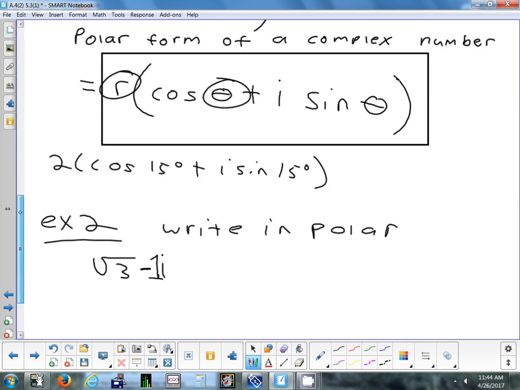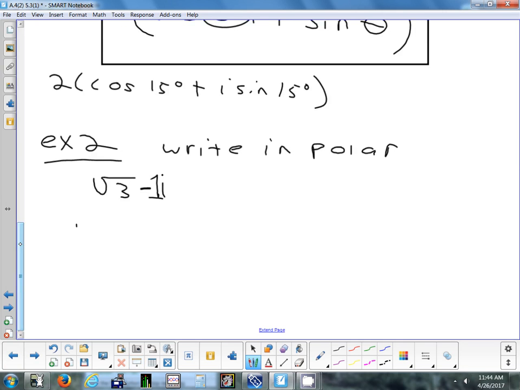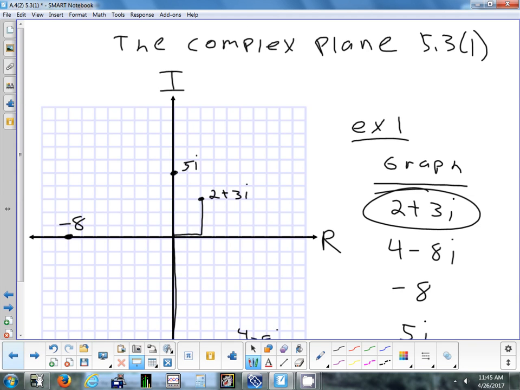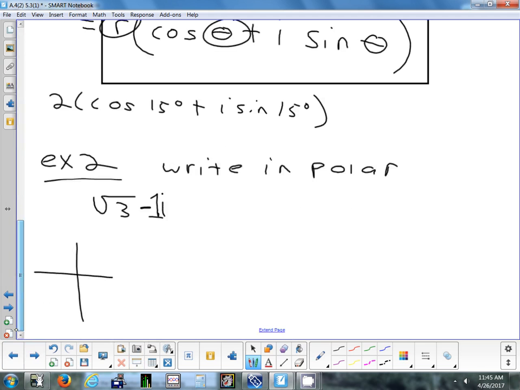So, let's start with our angle. Anytime you want to find the angle, you have to know what quadrant you're in. That's why I just showed you how to graph a complex number, so you can figure out what quadrant you're in. So, if you graph positive, negative, you don't have to know what the square root of 3 is, just know it's a positive and a negative. What quadrant is positive, negative? Quadrant 4.